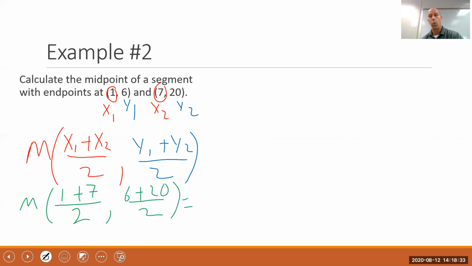So let's see here. 1 plus 7, that's 8. 8 divided by 2, that's 4. So it looks like our midpoint is going to have an x coordinate of 4. And then the second one's a little bit harder. We have to do 6 plus 20. That's 26. And 26 divided by 2, I think that's 13.